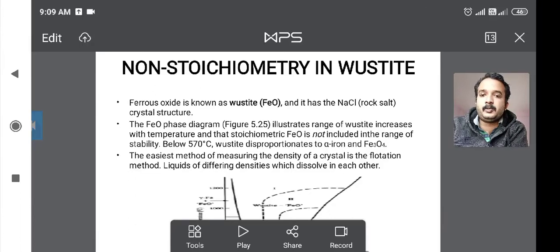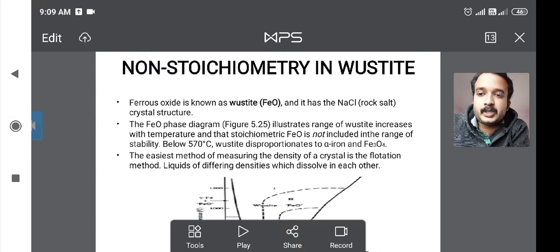Good afternoon, friends. The non-stoichiometry in the oostides. Okay, this is the next point in this second topic. The non-stoichiometry in the oostide is about the ferrous oxide, which is known as oostide. Oostide means FeO. The ferrous oxide has the sodium chloride crystal structure, and it is known as rock salt.